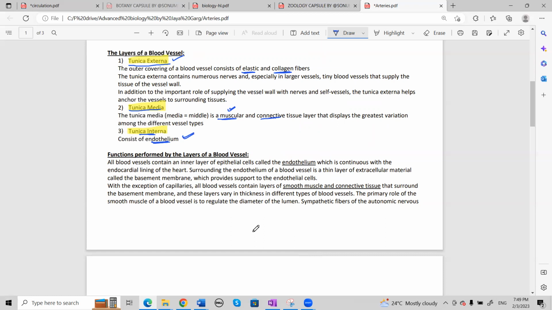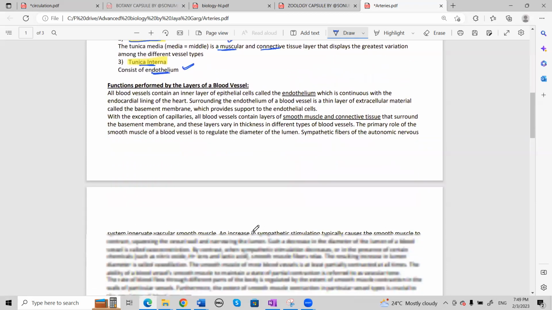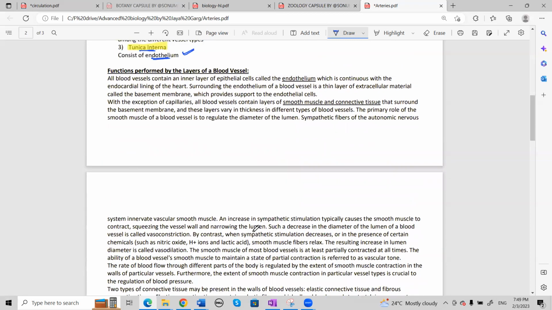Now, what is the role of these layers? Why are they present and what function is performed by the layers of the blood vessels? See carefully. All blood vessels contain an inner layer of epithelial cells called endothelium. All are having it, whether artery, arterioles, capillary, venules, or vein, and it is continuous with the endocardial lining of the heart. Surrounding the endothelium is an extracellular material called the basement membrane. So this is common. What is common? Endothelium is common for all blood vessels and basement membrane is common.